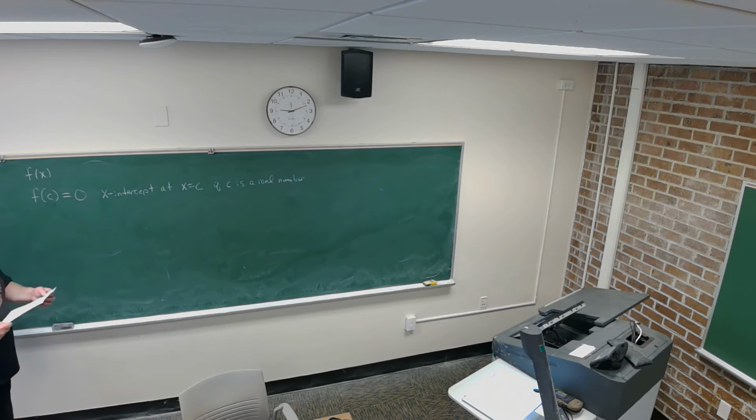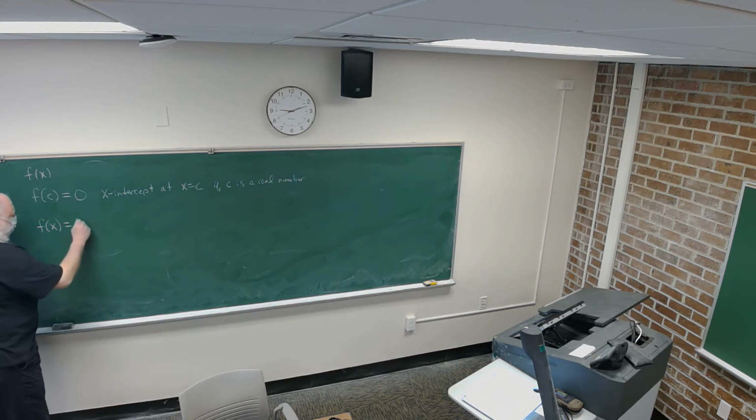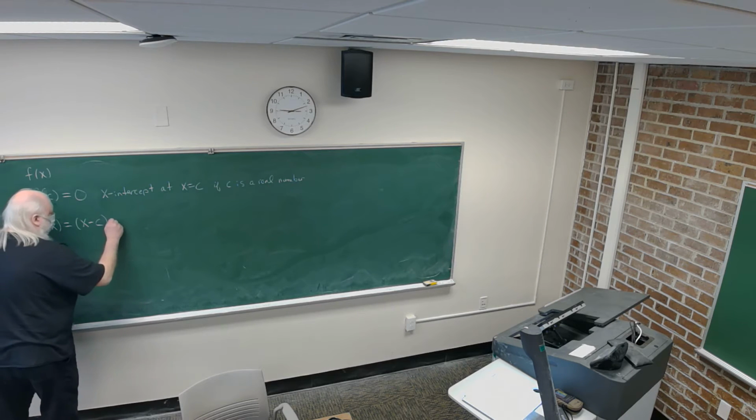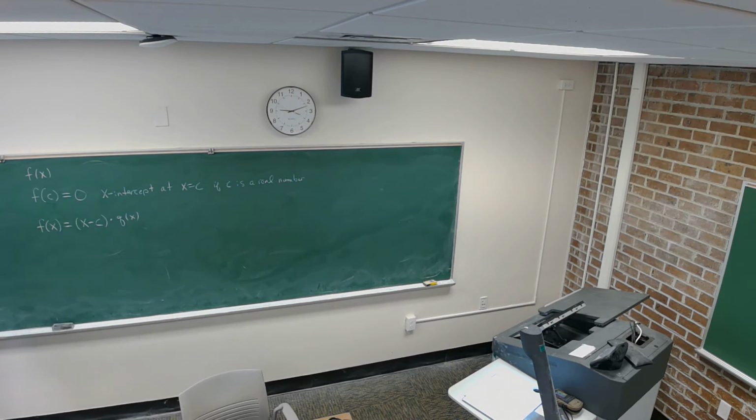So in the factor theorem, if x equals c is the 0 of the polynomial function, then x minus c is a factor of f of x. That means f of x can be written as x minus c times some quotient q of x. There's no remainder, right? The remainder is 0.